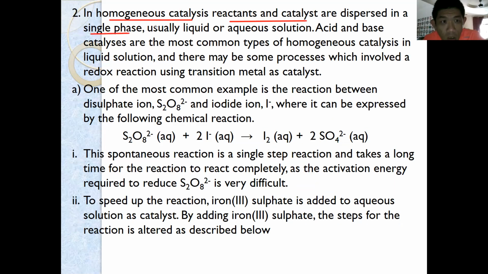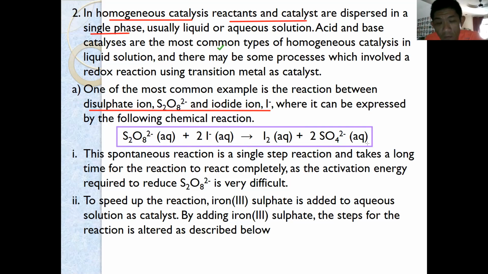Okay. So acid-base catalysts are the most common type of homogeneous catalyst in liquid reactions, and there may be some processes which involve a redox reaction using a transition metal as the catalyst. So this is one of the most common examples of a homogeneous catalyst. Try your best to remember the reaction between the peroxydisulfate ion S2O8 2- and iodide ion I-. It can be expressed by the following reaction: S2O8 2- plus 2I- gives I2 plus 2SO4 2-.